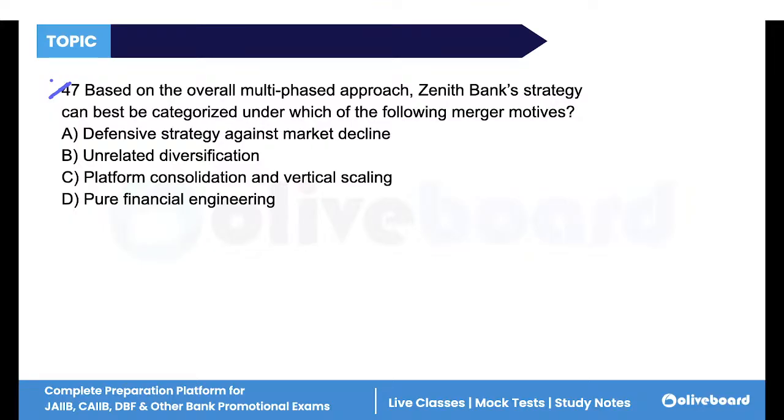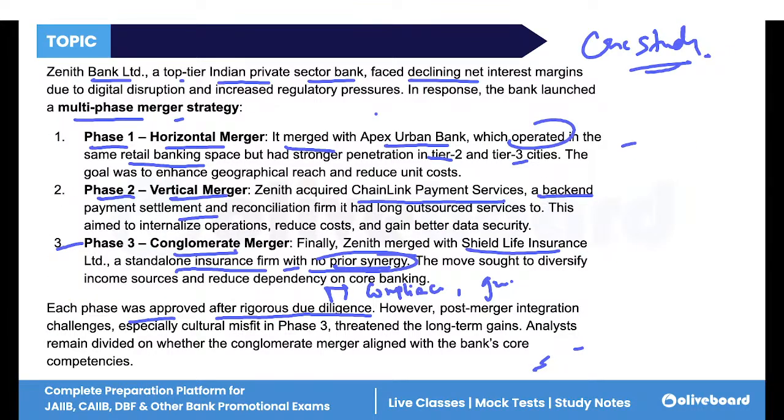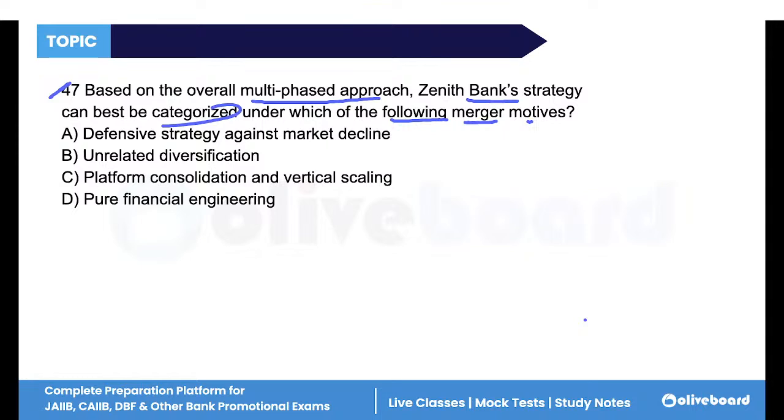47. Overall multi-phase approach, Zenith Bank strategy can be categorized under which of the following merger motives? Multi-phase approach. To increase its bank competencies, that is platform consolidation and vertical scale.